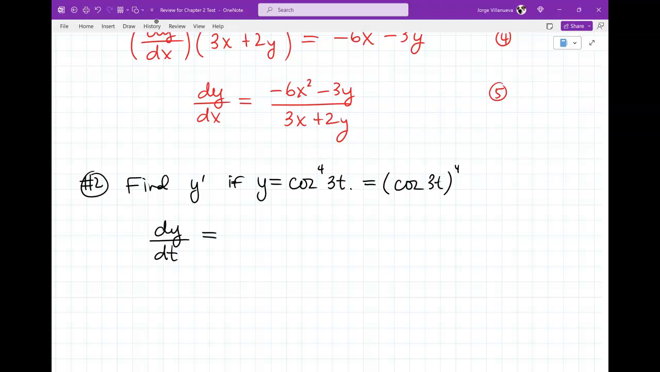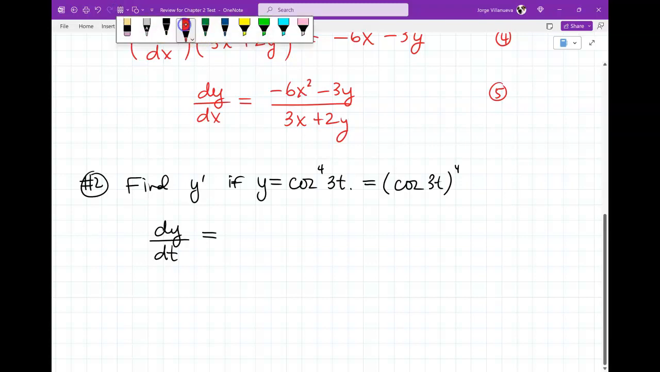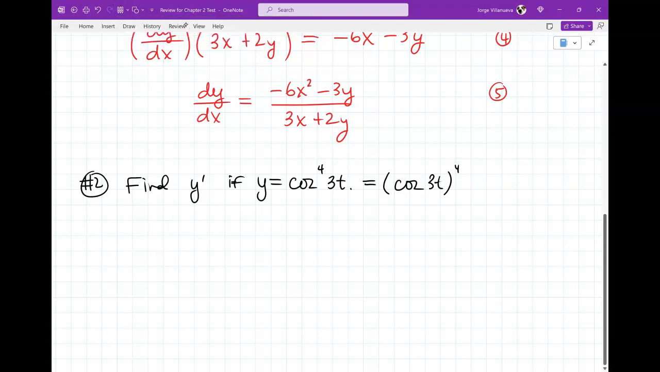So when you do this problem, let me rewrite this in red, sorry, dy dt. Or if you don't want to write dy dt, just write y prime of t. That would be okay too. But I'm just going to do dy dt. I'm going to bring the 4 down. That's going to be cosine of 3t to the third. Remember, anytime you do chain rule, the first thing you do is power, and then you start with the chain. So I drop the power rule down, so the 4 goes down, subtract by 1, I get a power of 3. And then I have to take the derivative.